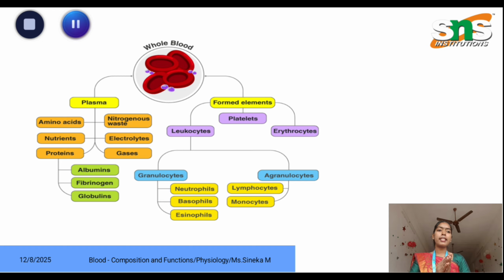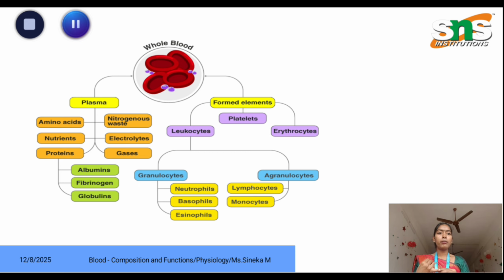Granulocytes are divided into 3 types: neutrophils, basophils, eosinophils. Agranulocytes are divided into 2 types: lymphocytes and monocytes. The third formed element is platelets, also called thrombocytes. It is mainly responsible for blood clotting, to prevent excessive bleeding from our body and to maintain hemostasis in our body. There are 3 formed elements in blood.